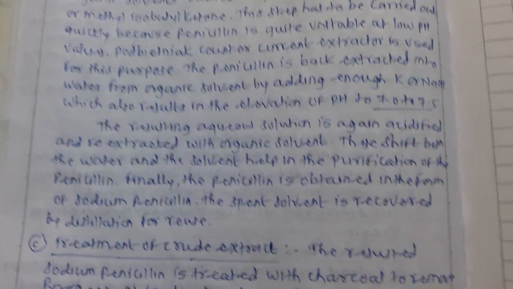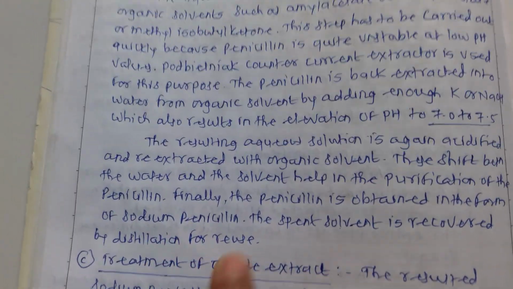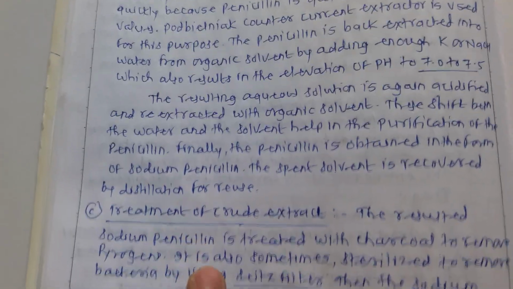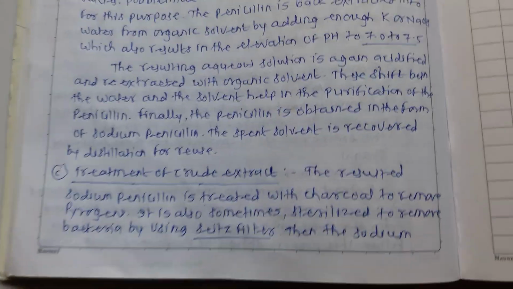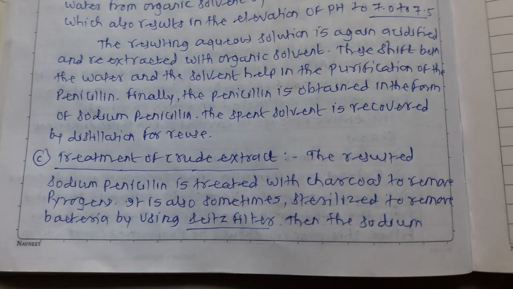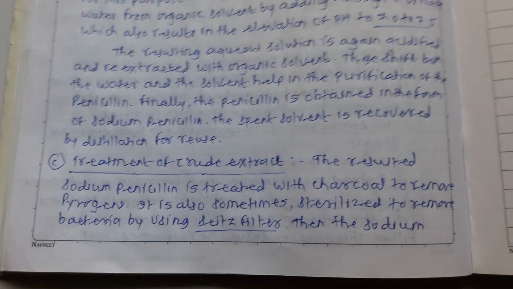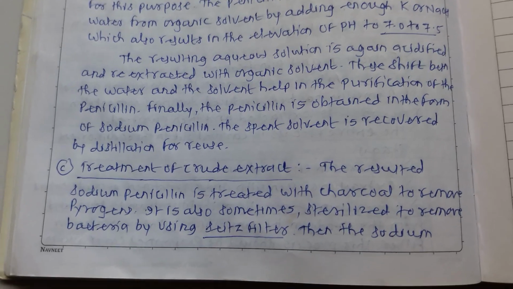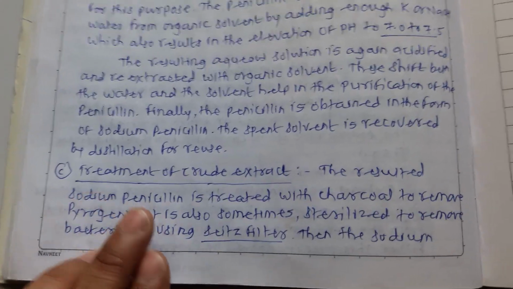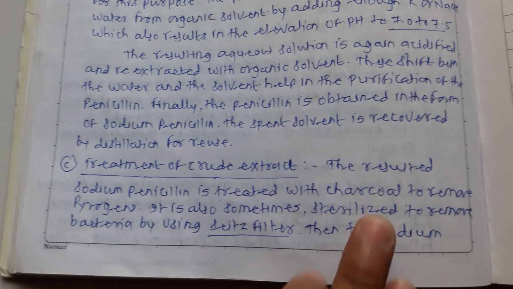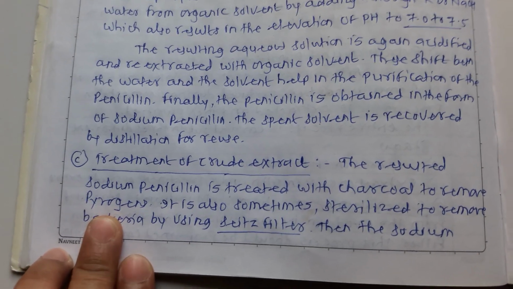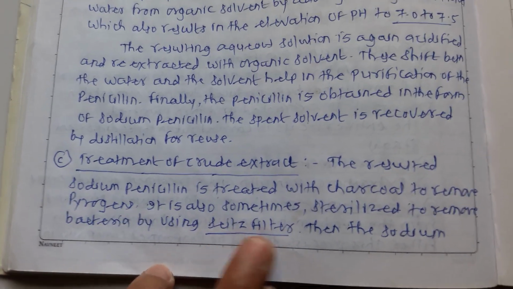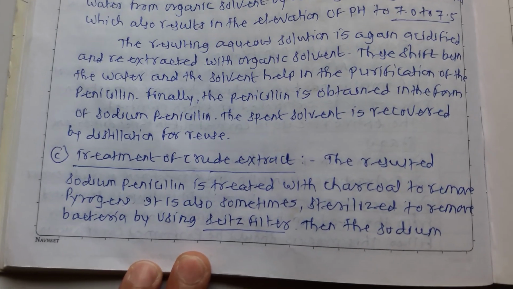Okay, then after purification of the penicillin in the form of sodium penicillin, there is a treatment of the crude extract. Here the resulting sodium penicillin is treated with charcoal to remove the pyrogens. These are the pyrogens which are present in the broth, in the liquid. The pyrogens are removed by treating the sodium penicillin with charcoal. The charcoal removes the contaminants from the liquid, and then finally there is a simple sterilization of the penicillin.